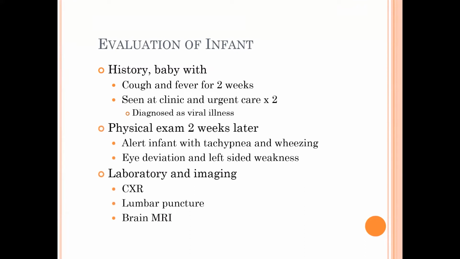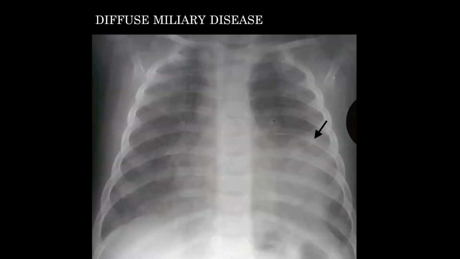When we saw the child 2 weeks later, she was alert, she was tachypneic and wheezing, and she had some focal neurologic signs, including eye deviation and a hemiparesis on the left side. We admitted her to the hospital and got a chest x-ray, a lumbar puncture, and an MRI. This is her chest x-ray, which was read as bilateral and severe miliary tuberculosis.